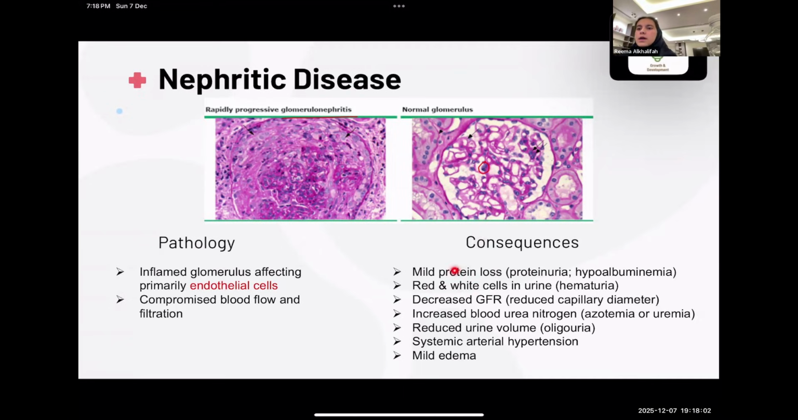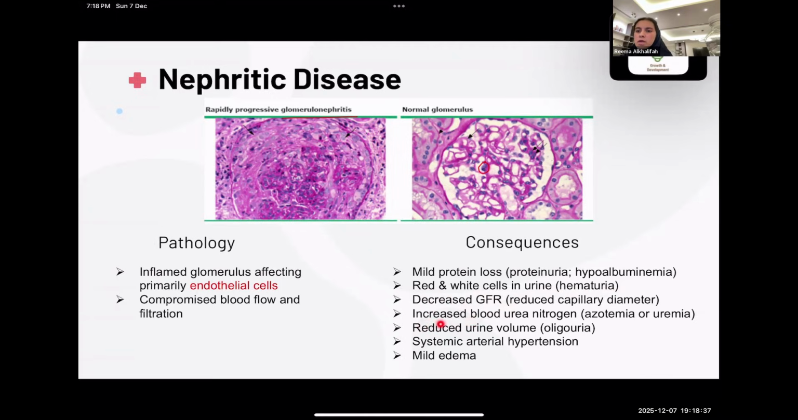Now, there is going to be mild protein loss, so less albumin in the blood. There's going to be red and white cells in urine. Why? Because endothelial cells help prevent the filtration of cells. So once it's damaged, red and white cells can pass through and go into the urine, and it will give us hematuria, which is the discoloration of urine, dark brown to red. And GFR is decreased because the capillary radius is decreased.